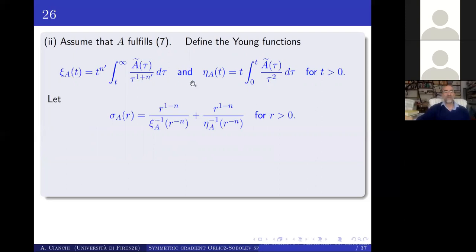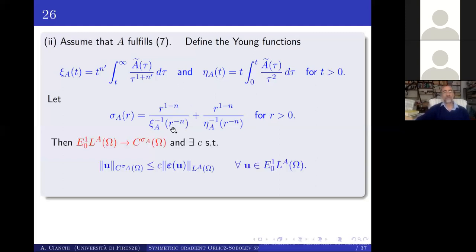And from this psi and eta, we construct sigma, which is given by this formula. Again, there are integrals, inverses, but now everything is relevant when r is small, because it's a modulus of continuity. So only the behavior near zero is important here. And psi and eta at infinity, of course, because it's reciprocal of r. Then we have the embedding of the symmetric gradient to this space defined by sigma A, and we have a corresponding inequality. And the point is that this modulus of continuity is always optimal.